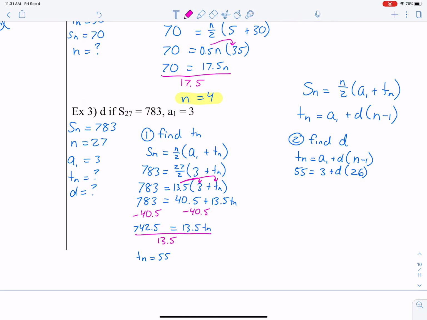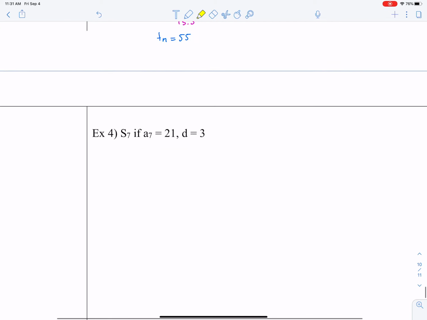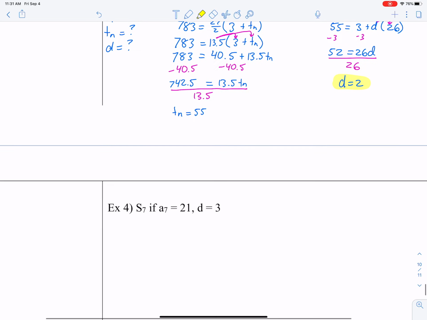So I'm going to multiply this here, and I'm going to move my 3 over to the other side. Subtract 3 from both sides. So I end up with 52 is equal to 26D, and then I'm going to divide everything by 26 so I can get rid of it. So I get D is equal to 2. So for this question, my final answer is D is equal to 2. Okay, so I needed 2 formulas for this one. Okay, so we can try another example now.